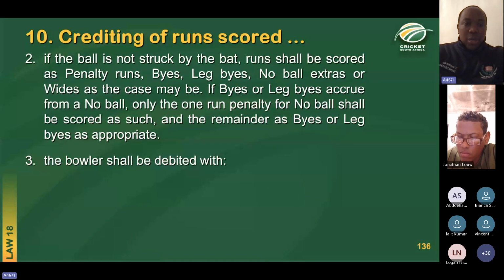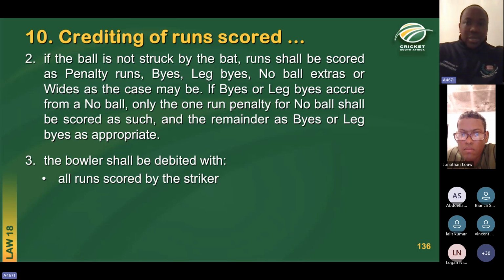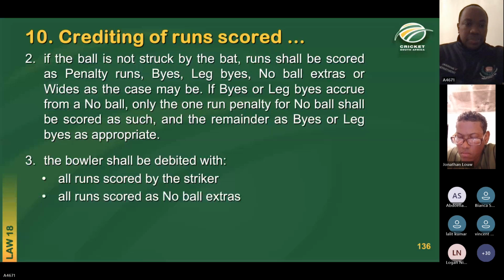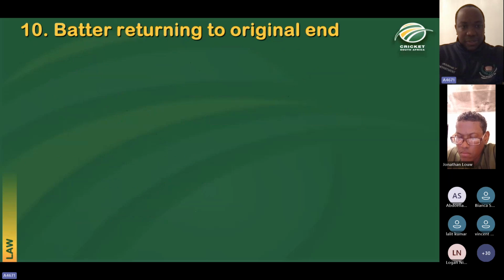The poor old bowler, when will he or she be debited against their figures? All runs scored by the striker will be debited against the bowler's figures. All runs scored as no ball extras will be debited against the bowler's figures. All runs scored as wides will be debited against the bowler's figures.